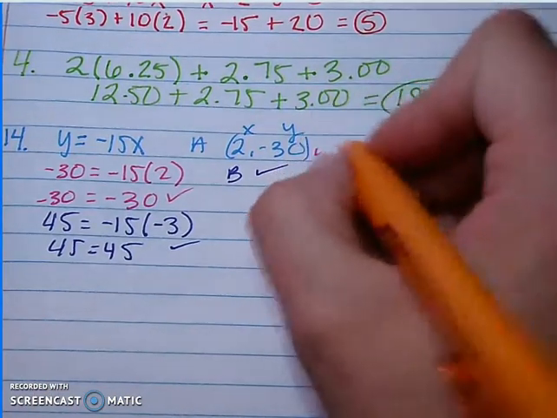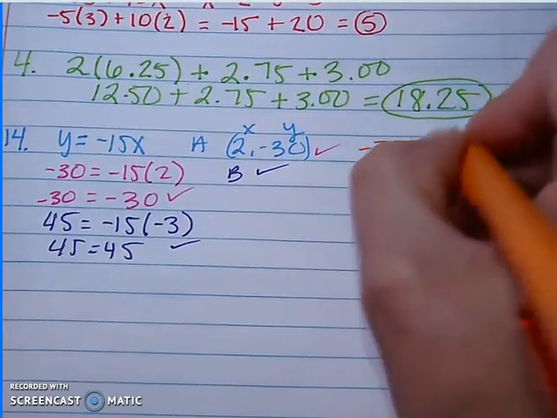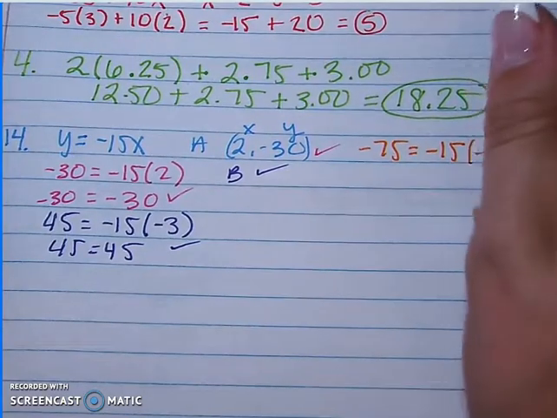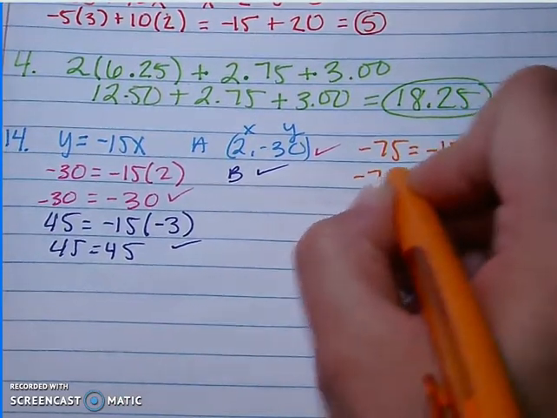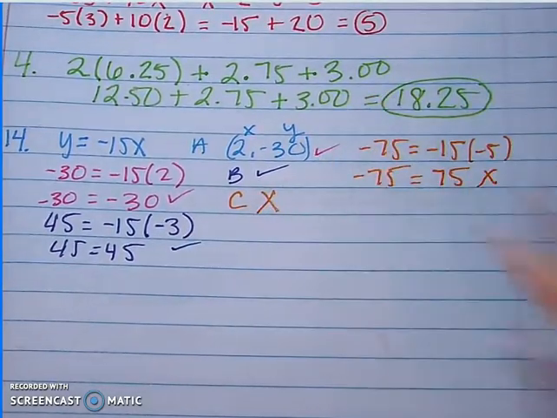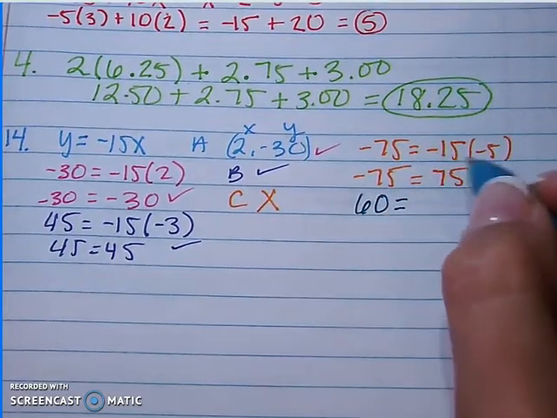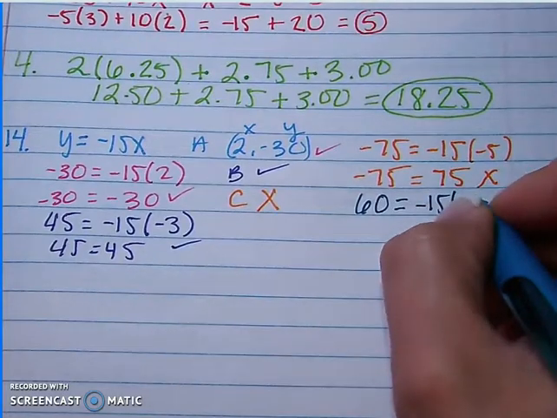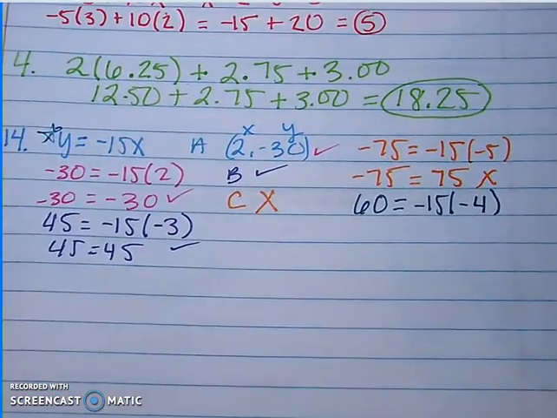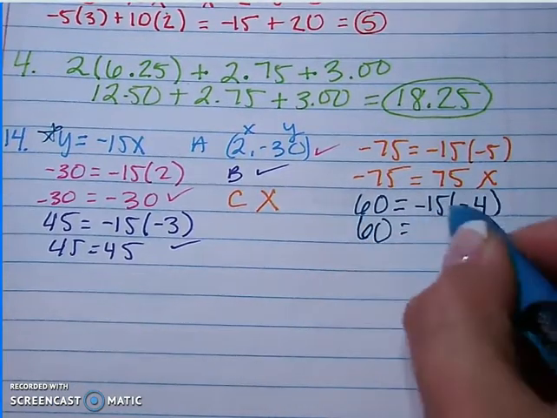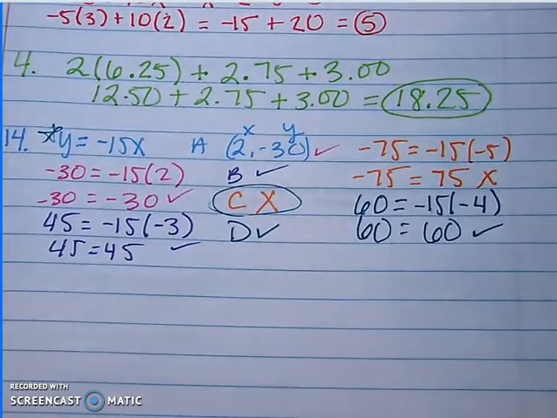Let's do C. Do it over here. C says that negative 75 will be equal to negative 15 times negative 5. Well, as we just said here, a negative times a negative is a positive. So that does not work. So C is not working, and let's double check D just to be sure. D says that 60 will be equal to negative 15 times our x value, negative 4. I'm just plugging in the x and the y into our equation right there. Well, negative times a negative is a positive, so D does work. C is the only one there that does not work.